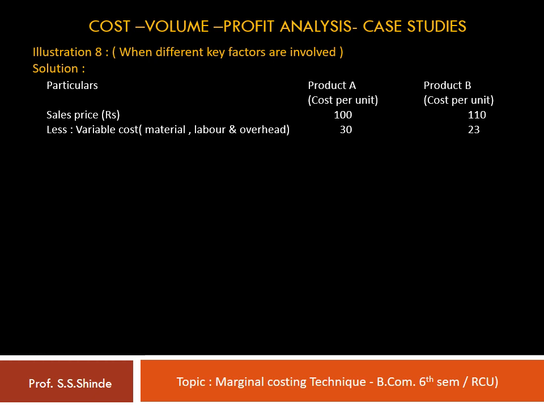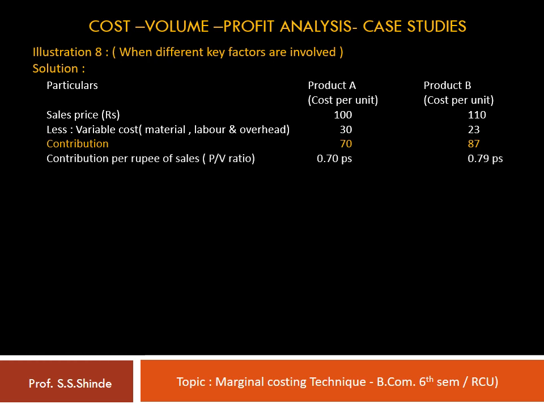Now this amount is calculated by adding up the cost of materials, wages and variable overheads. In case of product A, material is 24 rupees, wages 2 rupees and variable overheads 4 rupees, summing up to 30 rupees. In case of product B, material consumed is 14 rupees, wages 3 rupees and variable overheads 6 rupees, summing up to a total of 23 rupees. Now when this variable cost is deducted from the sales price, we arrive at a contribution of rupees 70 in case of product A and 87 rupees in case of product B.